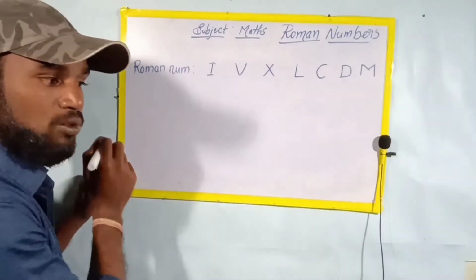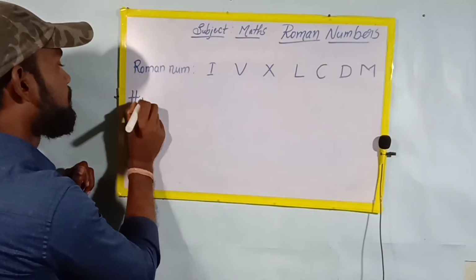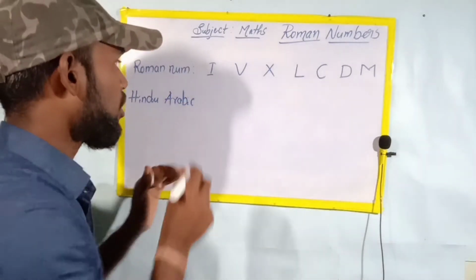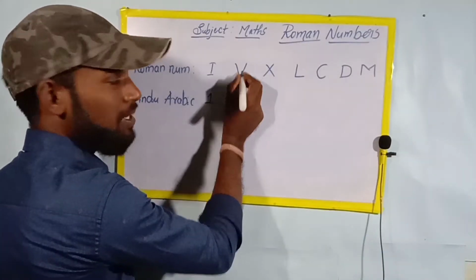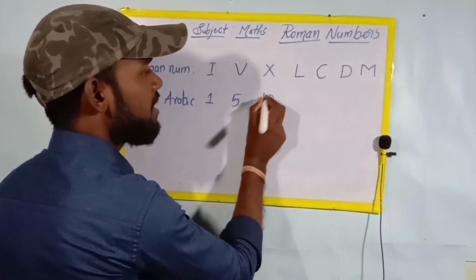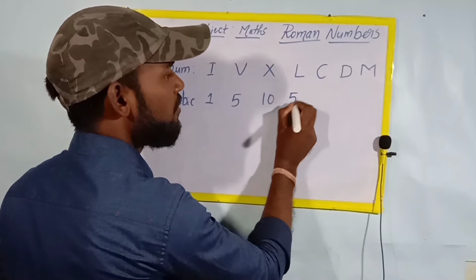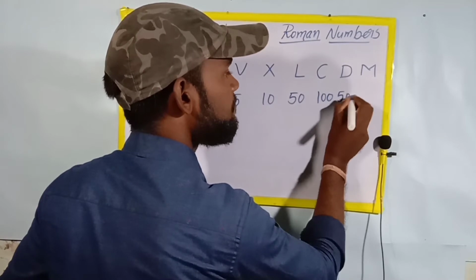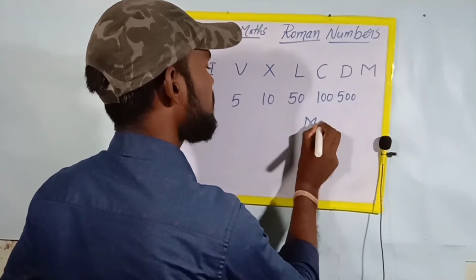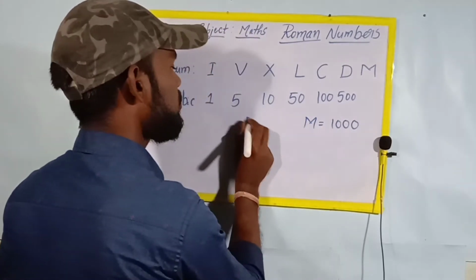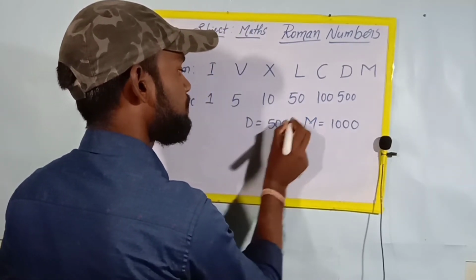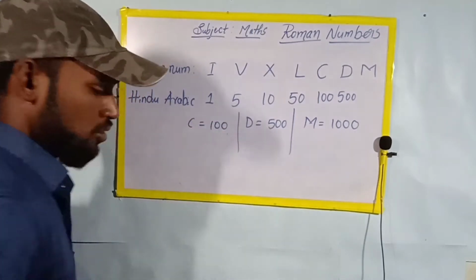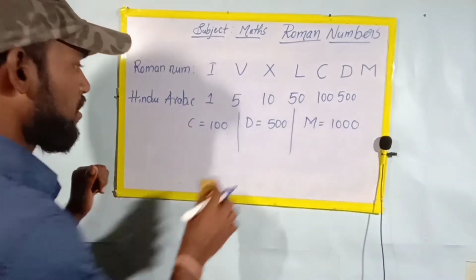Now Hindu Arabic, in Hindu Arabic, how are the numbers? So see, in Hindu Arabic, this means 1. This number means 5. This number means 10. Here this L means 50. C means 100. D means 500. M means 1000. Okay. M is equal to 1000. D is equal to 500. So everyone clear? C is equal to 100. So these are the seven symbols Roman people were using.